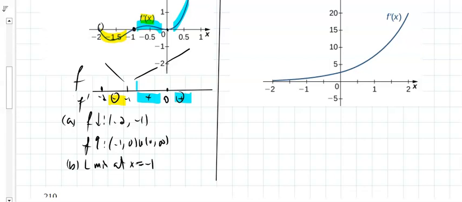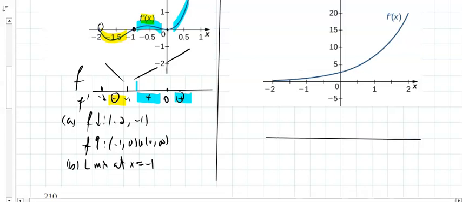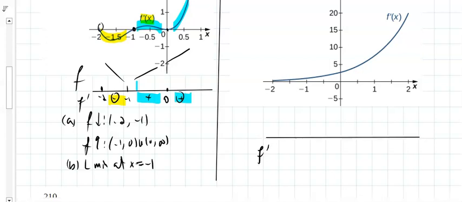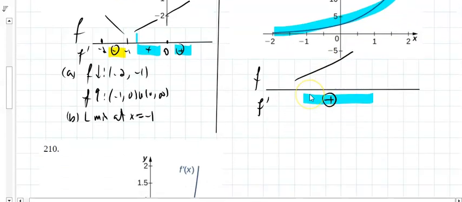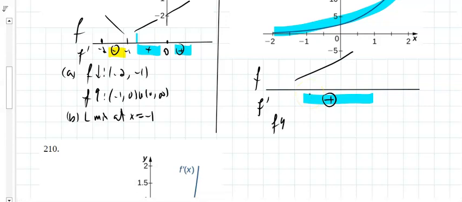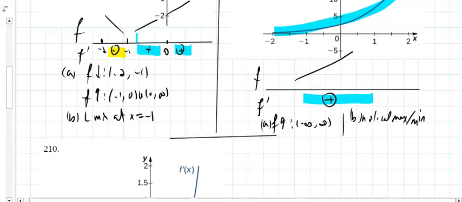There's no local maximum. Here again we have another special case. If I look at this graph of the derivative, I notice that the graph is always above the x-axis. That means the graph is always positive. If the derivative is always positive, the function is always increasing. Therefore, we say f is increasing from -infinity to positive infinity. That's A. It's decreasing nowhere. And B, we have no local max or min, or no extreme values, no extrema.